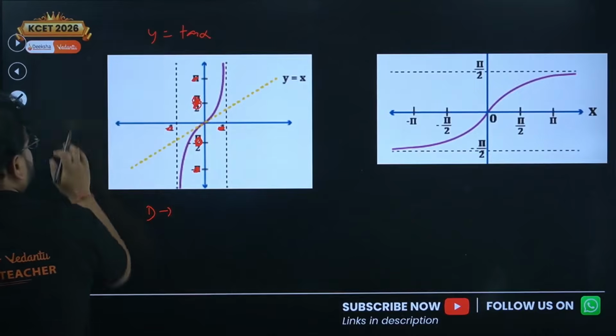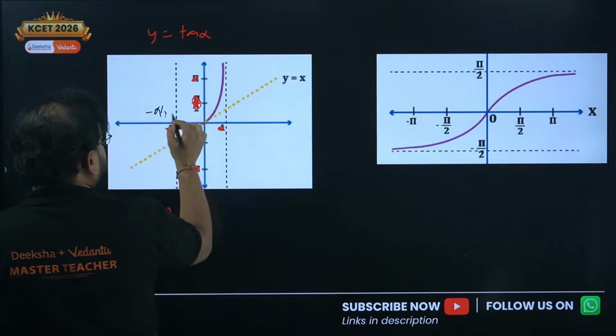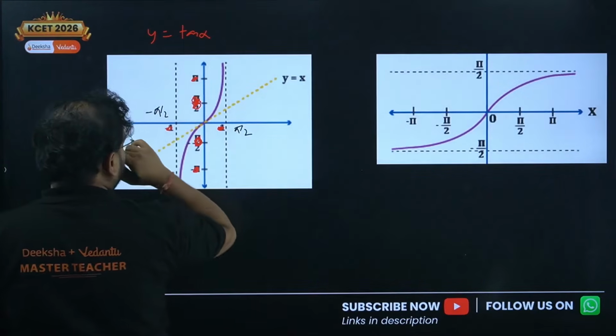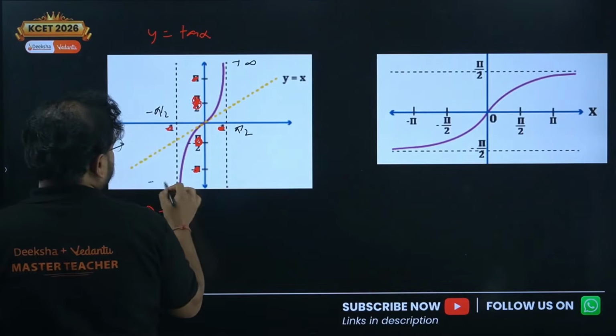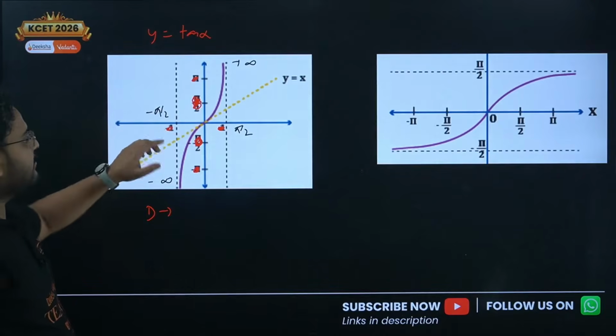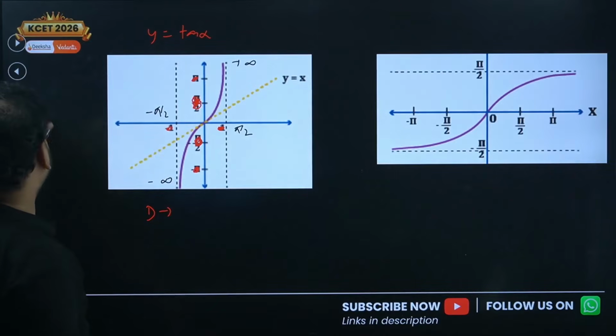Okay. This over here is minus pi by 2. This here is pi by 2. And this is going to be what? Till infinity, so plus infinity. And this here is minus infinity. The number which was written earlier was wrong actually. I made the change. No problem.